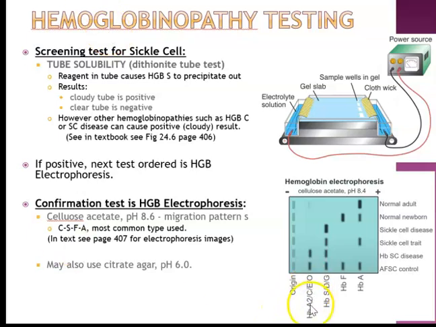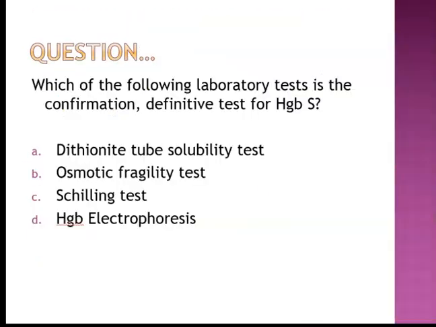So this is our crawl, slow, fast, accelerate across the bottom. Our hemoglobin C drops out first, then our hemoglobin S drops out, then our hemoglobin F drops out, and then finally our hemoglobin A travels the farthest across the gel if you're using the cellulose acetate at pH 8.6 for the electrophoresis.